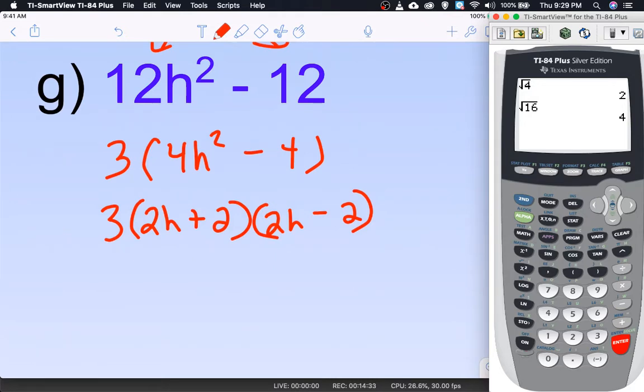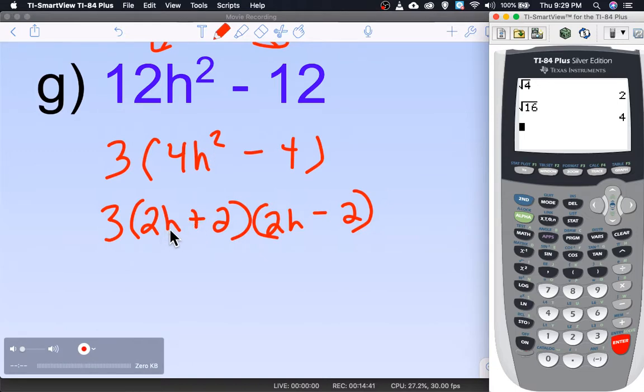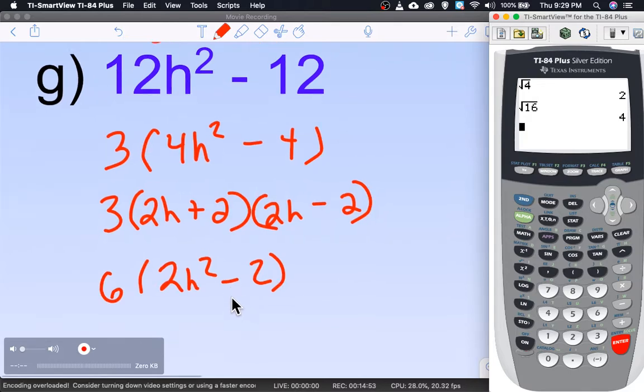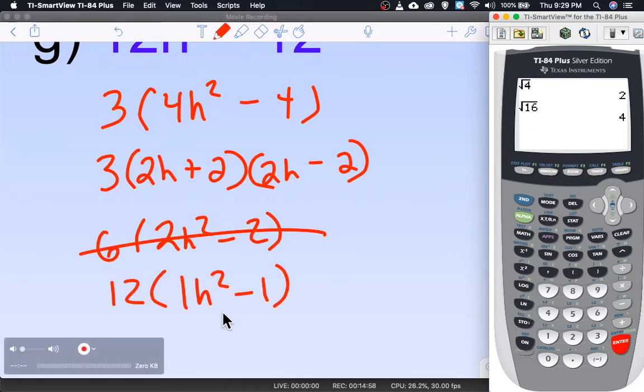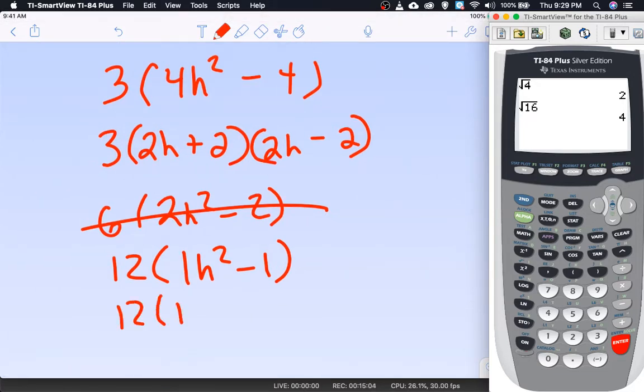And now as I'm thinking about it, I don't think there's anything else you really could have. I lied. You could have factored out a 6. I could factor out a 2 from here and a 2 from here. So I could have factored out a 6 and had 2h squared minus 2, except those aren't perfect squares. That'd be hard to factor. I could have factored out a 12 and 1h squared minus 1, those are perfect squares, and we'd get 12 times h minus 1 and h plus 1.